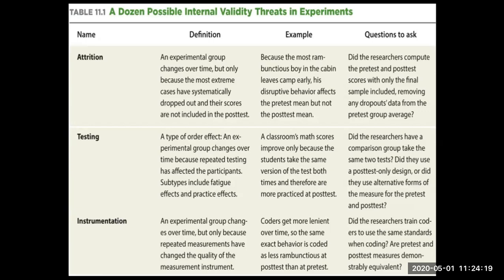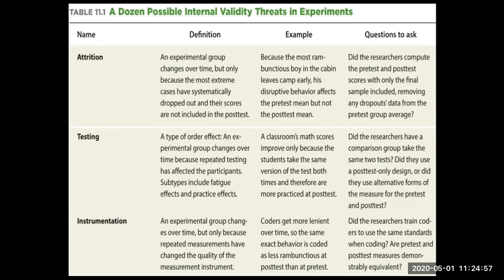Testing effect: did these people do better or worse because they simply saw the test before and after? Was there not an alternate version of the test? Did they get better at math problems simply because it's the same math test that they were given? Or did they get worse at something that was being timed simply because they were tired? Instrumentation, again, is a group changing because repeated measurements have changed the quality. So whether it's a coder who gets bored or gets a little more lenient at the end, or an instrument that was not recalibrated enough from the beginning to the end.